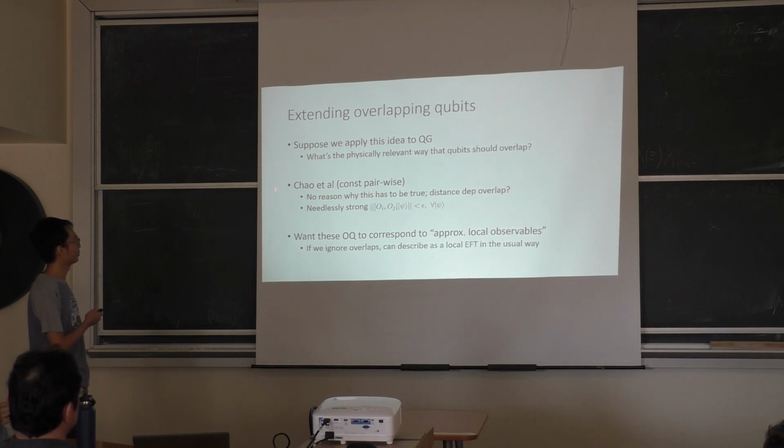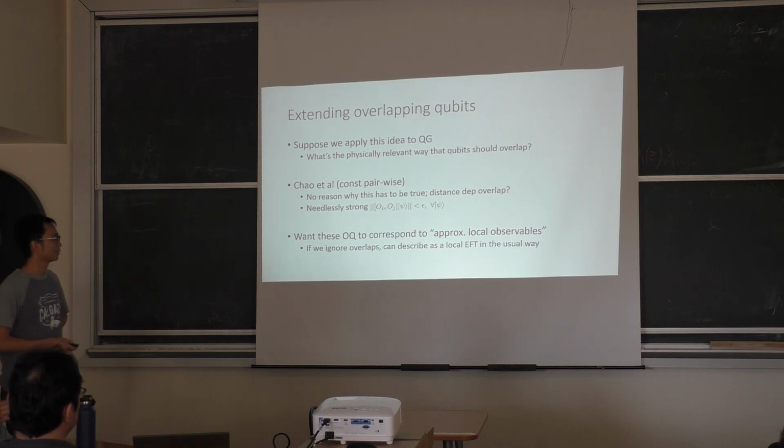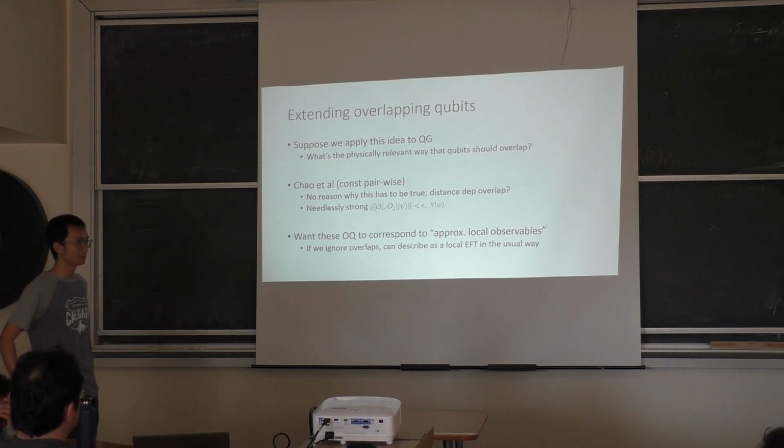But the point is that so far what we've seen is this construction by Chow et al. They have a particular way of constructing these overlapping qubits, and essentially there's no reason why it has to be true, because the thing that they create is very strong. You have this small epsilon for every single state, and then the overlap is pairwise constant. So all the qubits have the same level of overlap, whereas does that really make sense in gravity? Maybe it should have some sort of distance dependence, right? Because when we look at perturbative quantum gravity, there sure seems to be a big distance dependence.